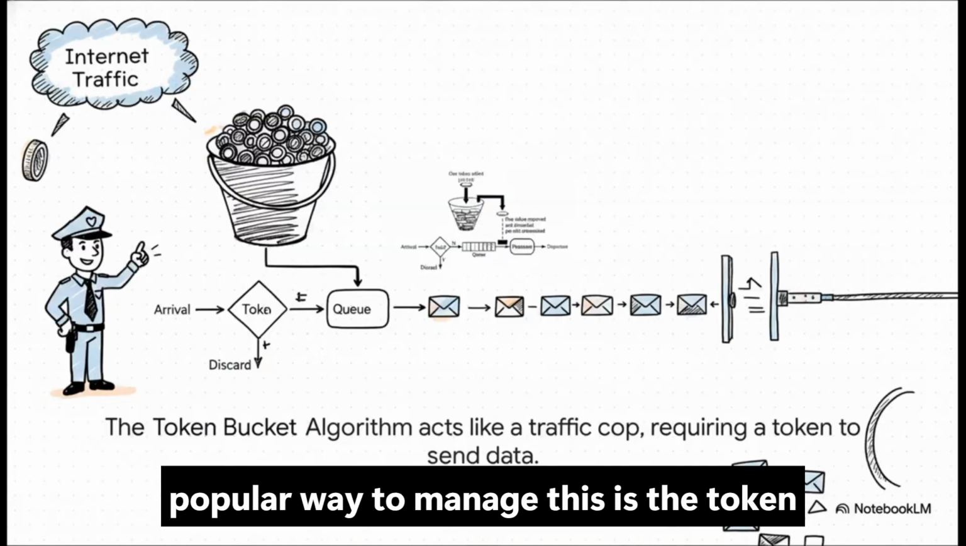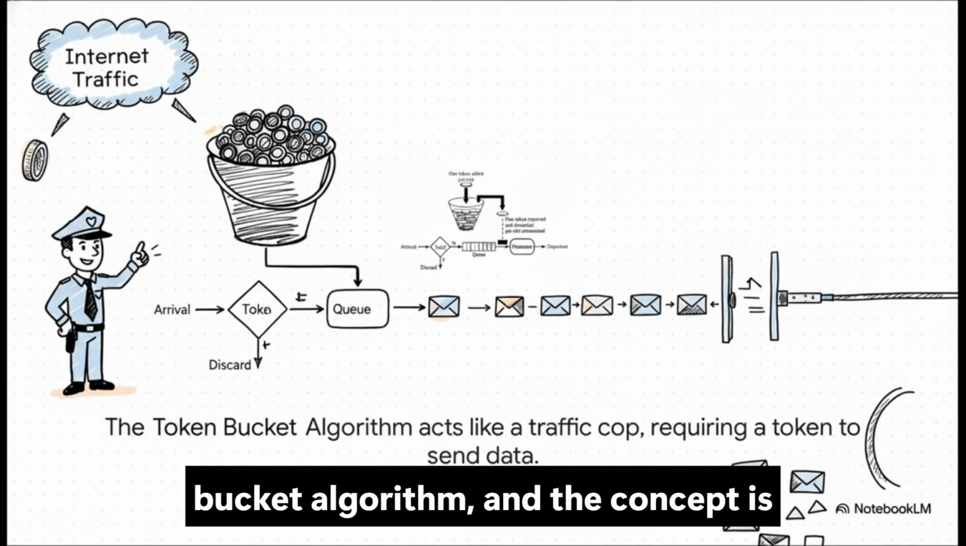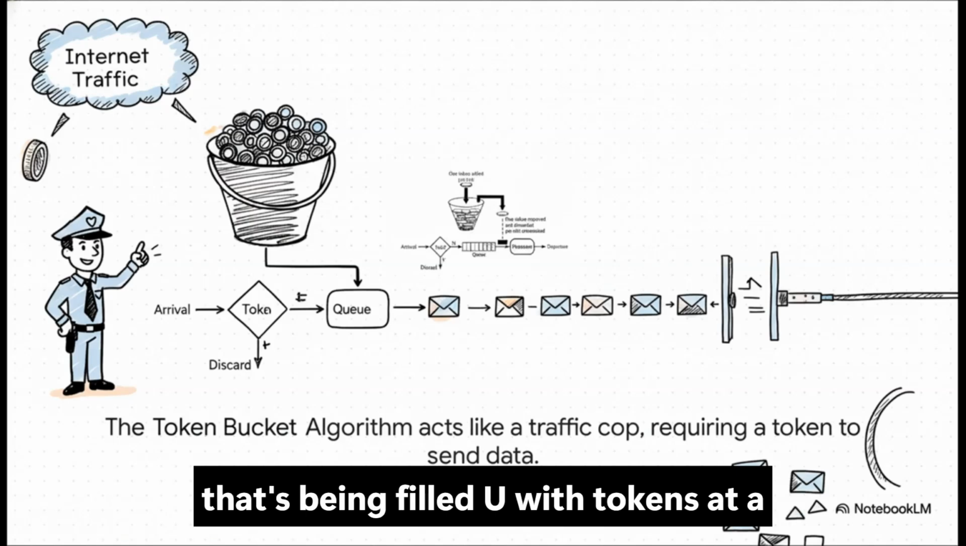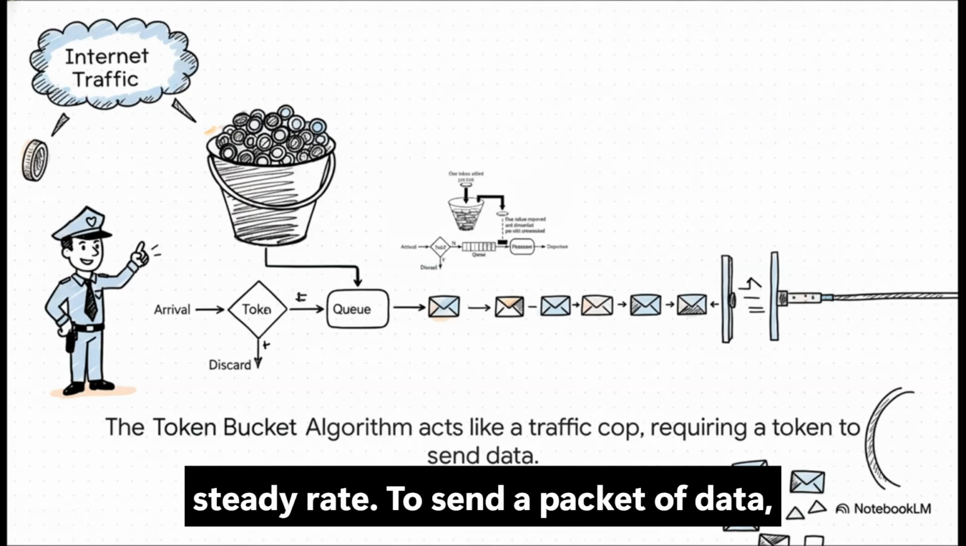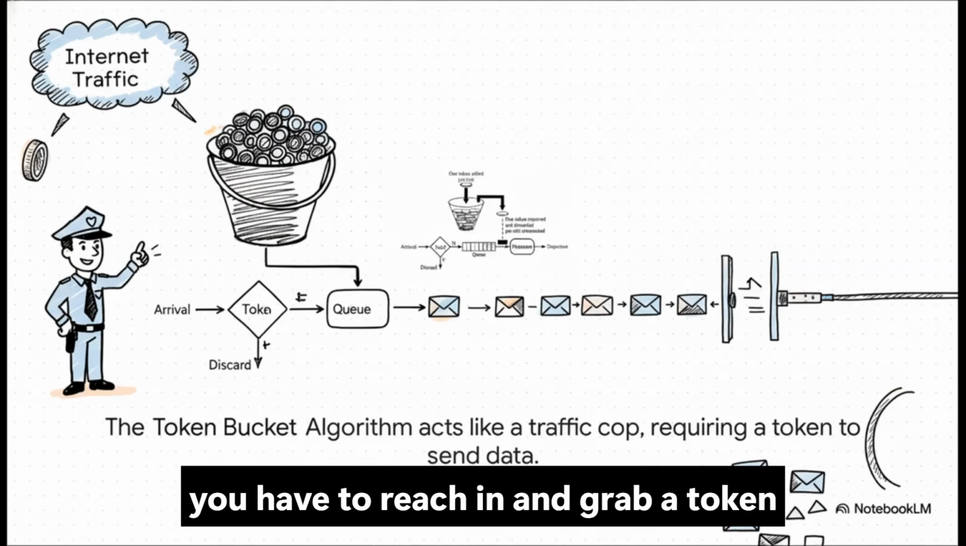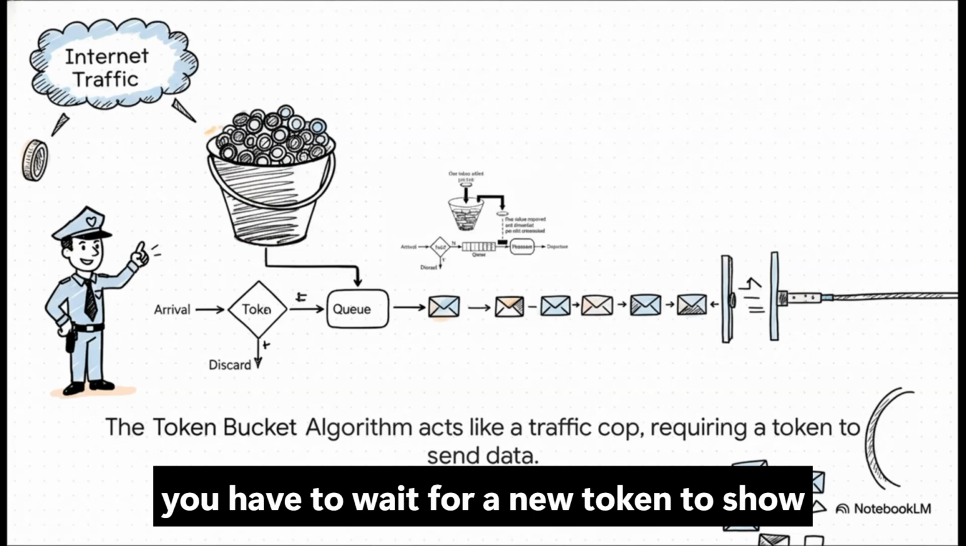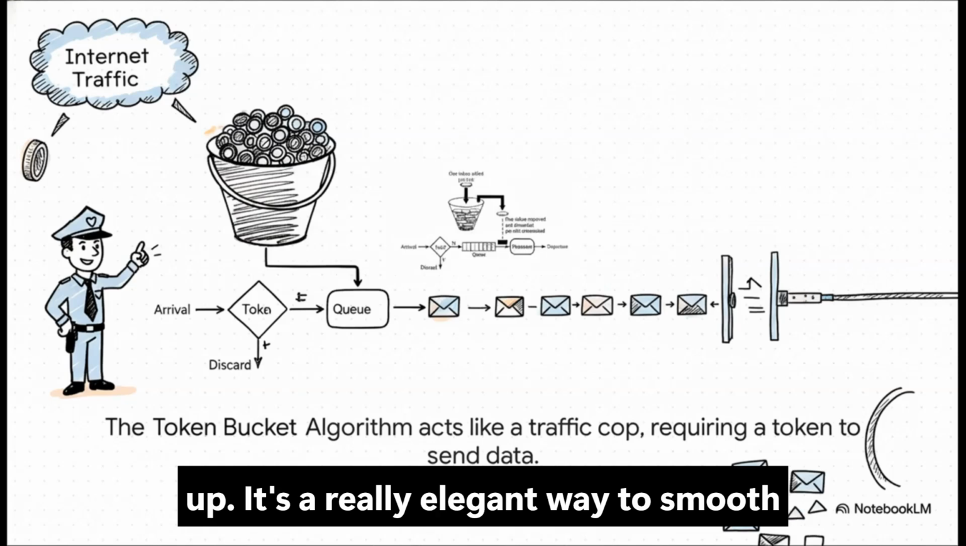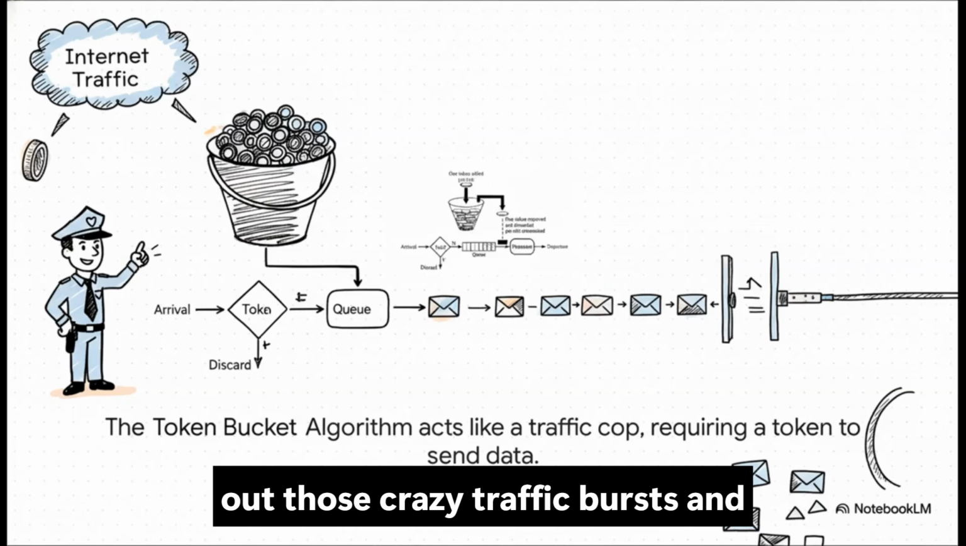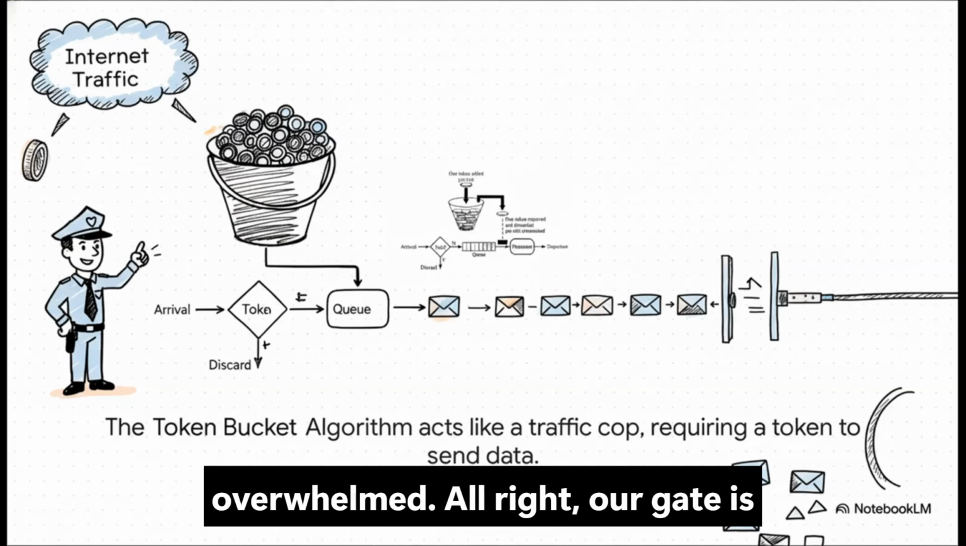One really popular way to manage this is the token bucket algorithm, and the concept is actually pretty simple. Imagine a bucket that's being filled up with tokens at a steady rate. To send a packet of data, you have to reach in and grab a token from the bucket. If the bucket's empty, you have to wait for a new token to show up. It's a really elegant way to smooth out those crazy traffic bursts and prevent the whole network from getting overwhelmed.